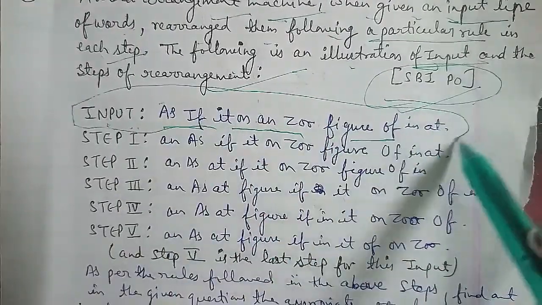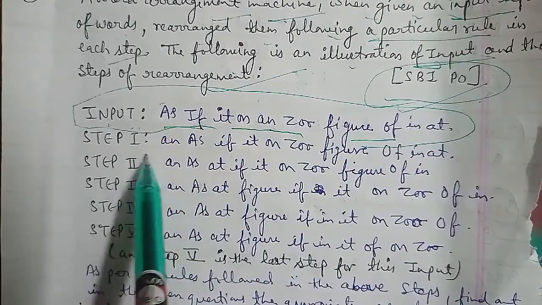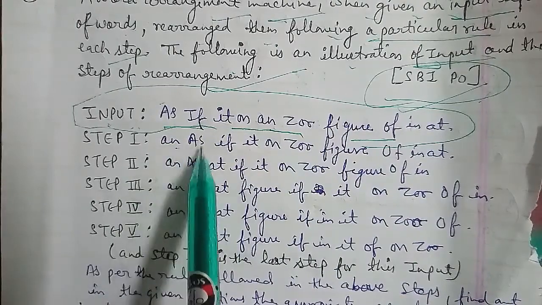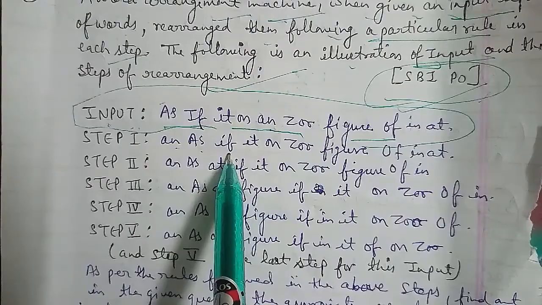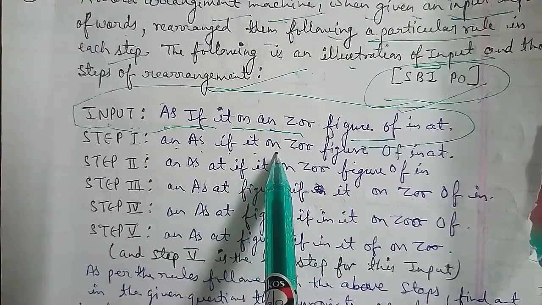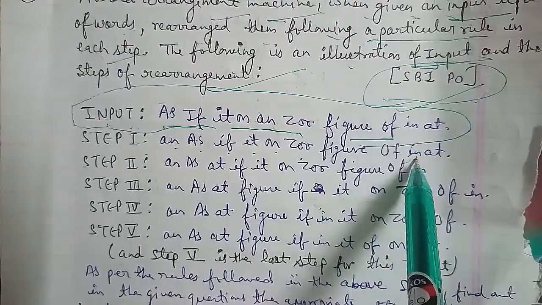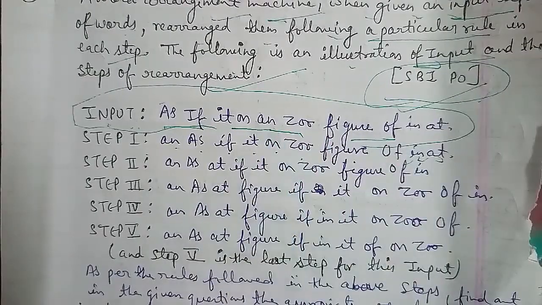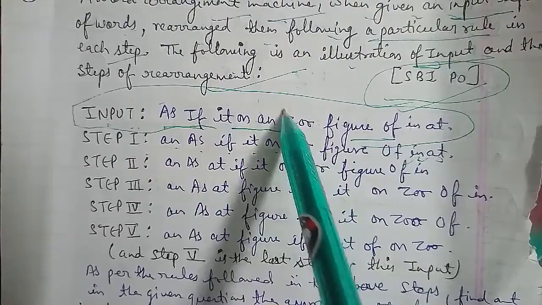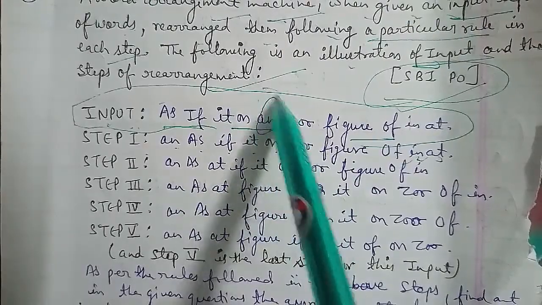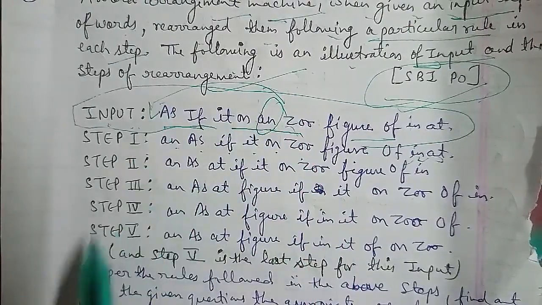Basically, the word an, which was before zoo, has reached the very front in step 1. In step 2: an, as at if it on zoo figure of in. So the last word, at, which was the second one, has gone after as.